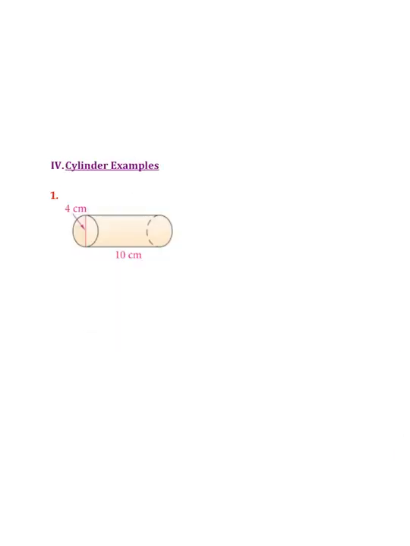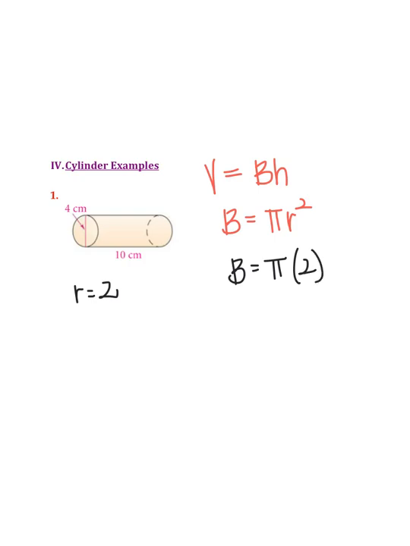Okay, now on to a cylinder. For a cylinder, my volume formula is going to be the same: area of my base times the height of my cylinder. My base area here, because it is a circle, is going to be pi times radius squared. My radius for this cylinder is 2. So that'll give me an area here of pi times 2 squared. And if I needed to use my calculator, I would just be putting in 2 squared.